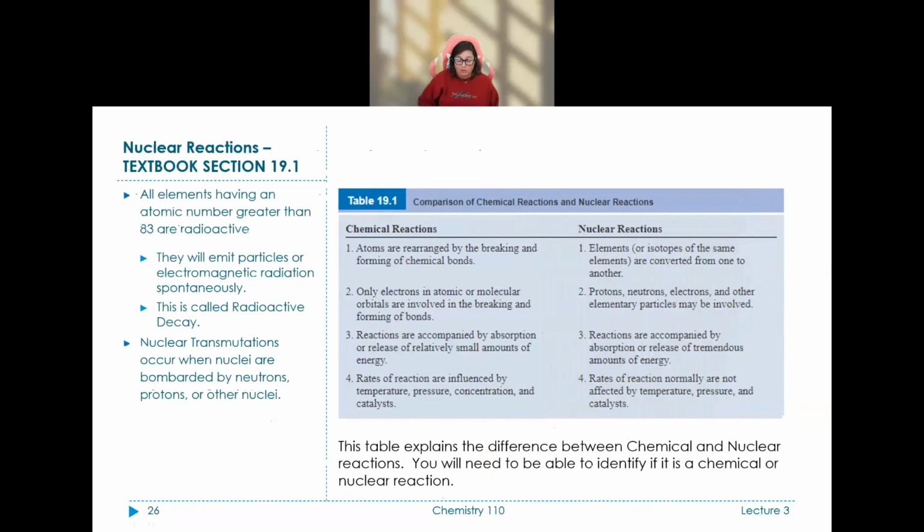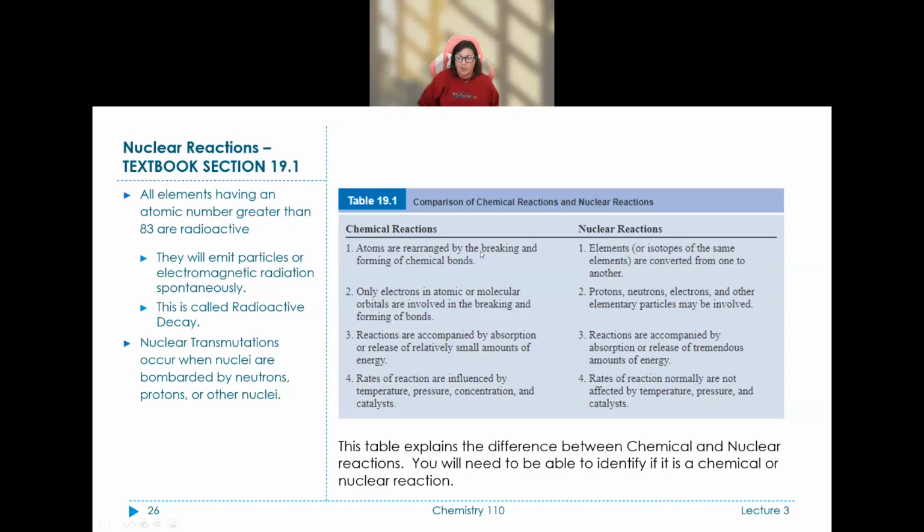Now, let's talk about nuclear reactions, because we just talked about chemical ones. We talked about balancing those equations. Now we're going to talk about nuclear reactions. All elements having an atomic number greater than 83 are radioactive, and this is from your textbook section 19.1. Somehow that got left off of the sections that you needed to study. So they emit particles or electromagnetic radiation spontaneously. It's called radioactive decay. Nuclear transmutations occur when nuclei are bombarded by neutrons, protons, or other nuclei, and that causes that nucleus to change and become something else.